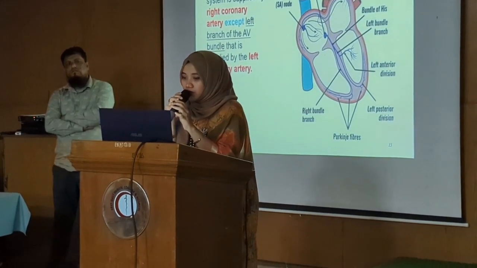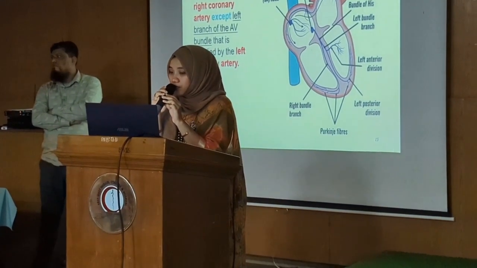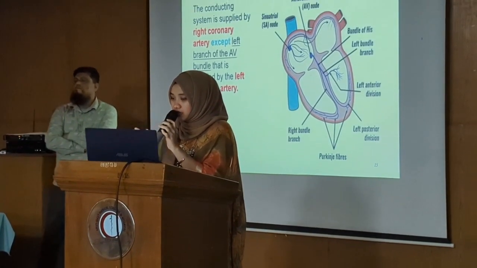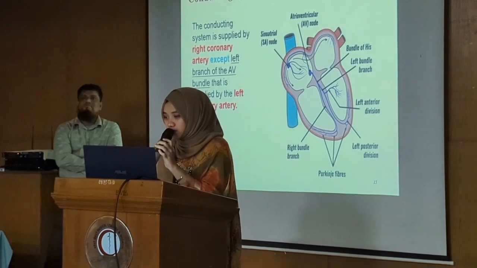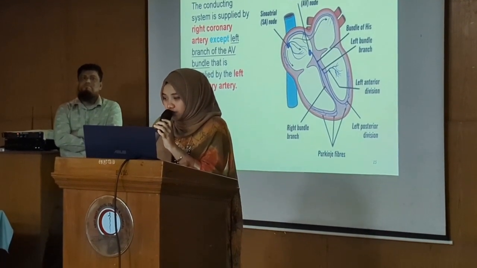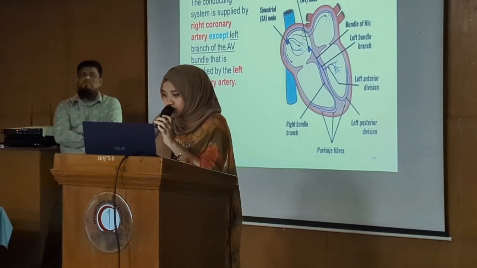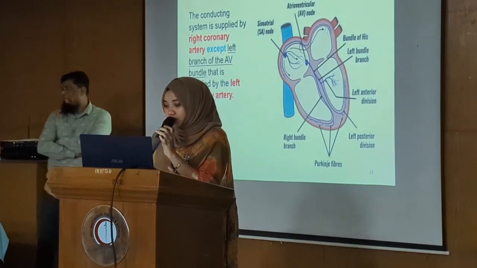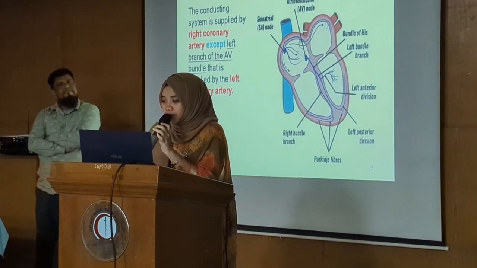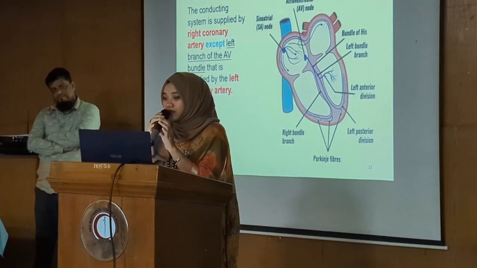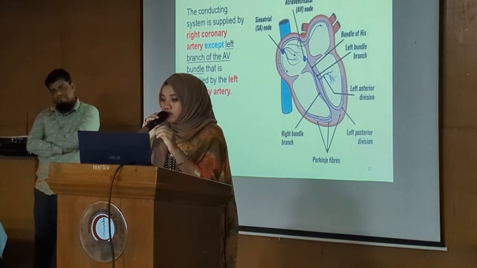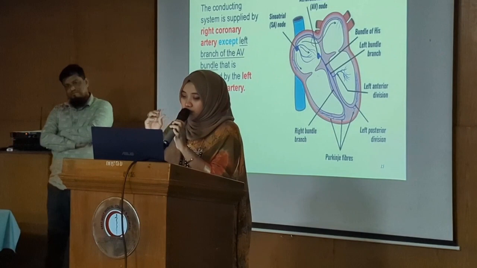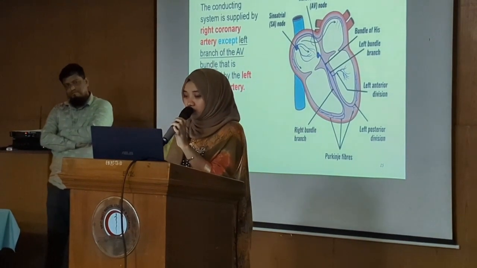Now we will know about the conducting system of heart, which is very important. The conducting system actually includes the sinoatrial node, atrioventricular node, bundle of His, left branch and left anterior branch, left posterior branch, right bundle branch, and further Purkinje fibers. And this conducting system is supplied by right coronary artery, except the left branch of the atrioventricular bundle that is supplied by the left coronary artery.